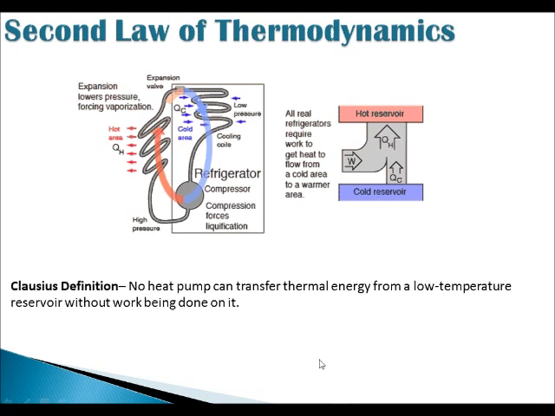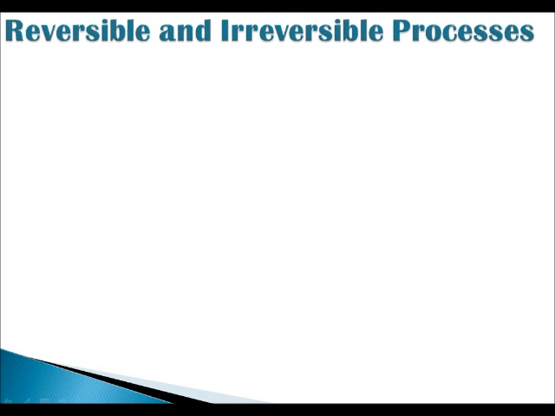And that brings us to the Clausius definition of the second law, and that is that no heat pump can transfer thermal energy from a low temperature reservoir without work being done on it. Okay, so the only way that this can happen, going from the lower temperature reservoir, is if we add energy to the system for this process to happen. So we now have two definitions of the second law, two ways to look at it, and we're going to begin to move our way towards the third.